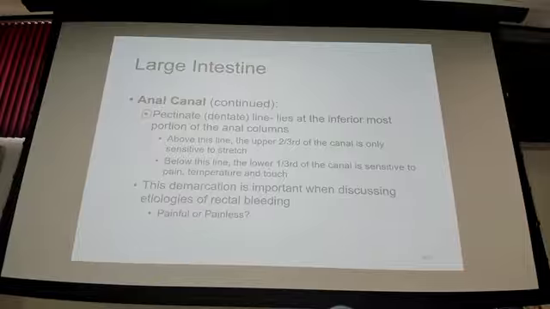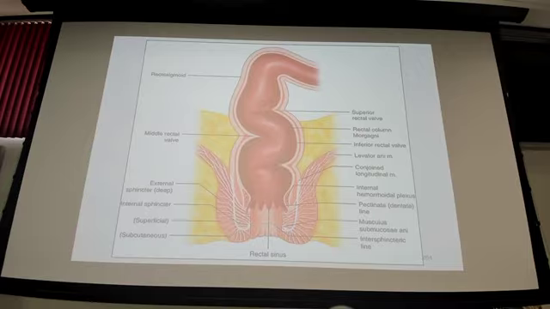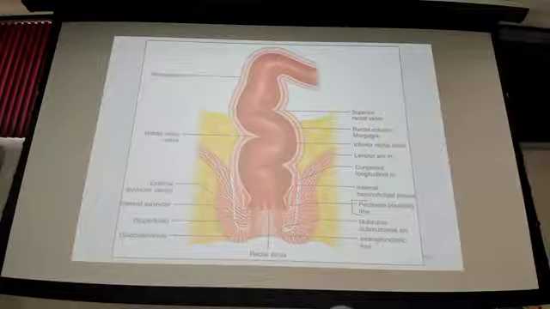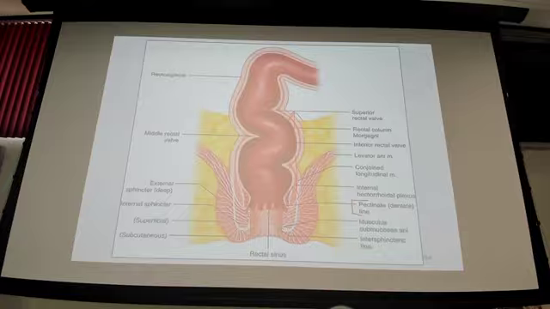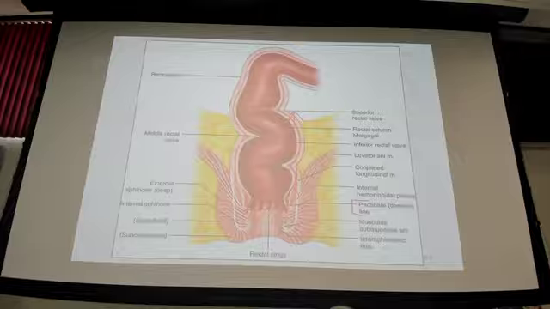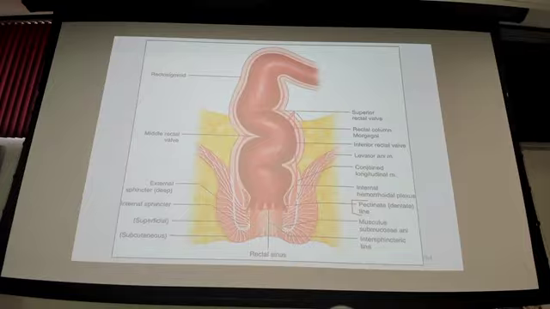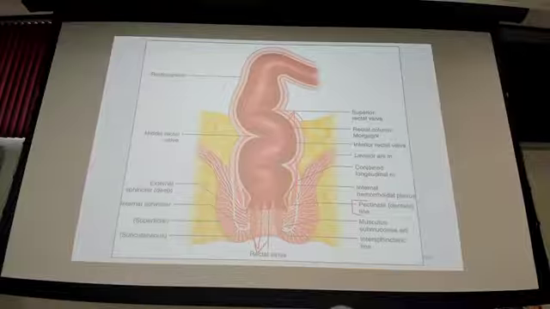So I'm going to go forward and come back. Right here we have this sort of line of demarcation, the pectinate line. On this side is just pressure, right? You feel like you have to defecate, but it doesn't hurt. Okay? Not true pain, not true temperature. On this side of the line, now we have pain and temperature sensation. All right? Does that make sense? This is the way it's innervated.